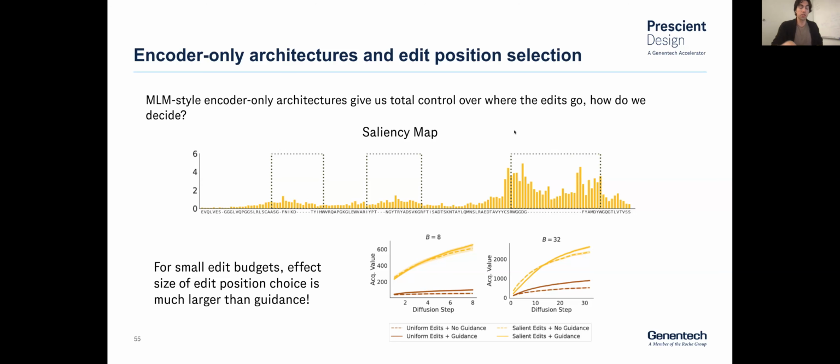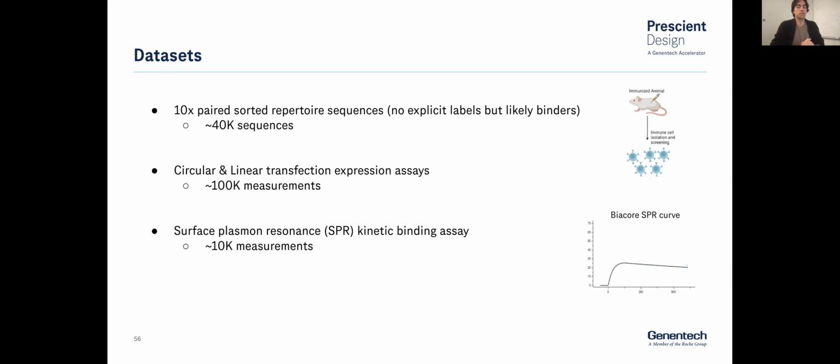So for the data sets that we used to train this model, there were essentially 3 types of assay. One was NGS sequencing, specifically with a vendor called 10x, and that produced what's called paired sorted repertoire sequences. These are antibodies from the immune system of an animal that was immunized with the antigen of interest. This is a nice thing to train the generative head on because it's already a very targeted library of the sort of thing that we want to generate.